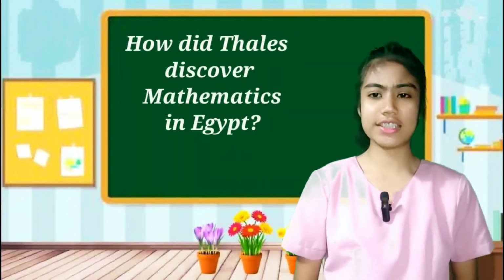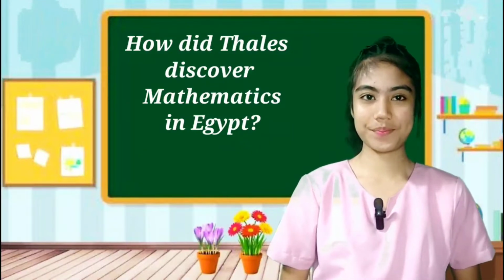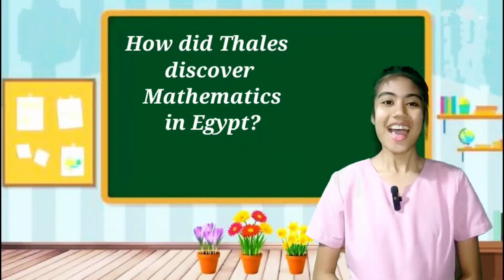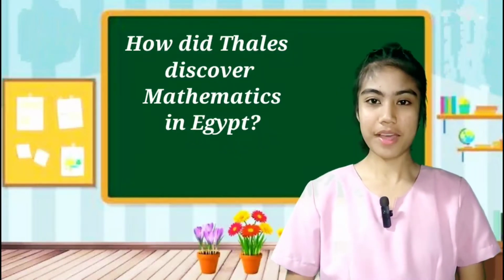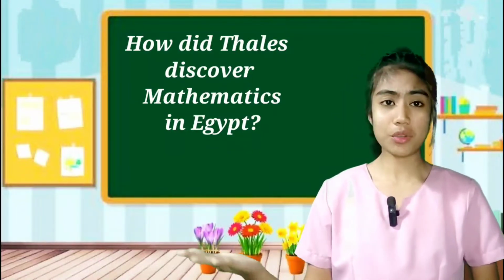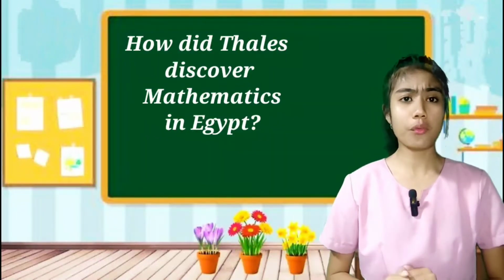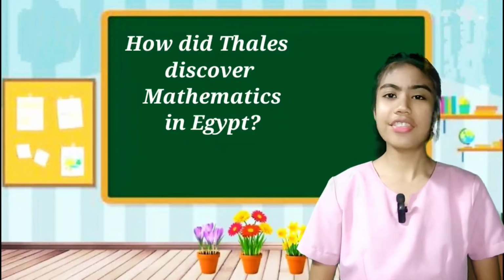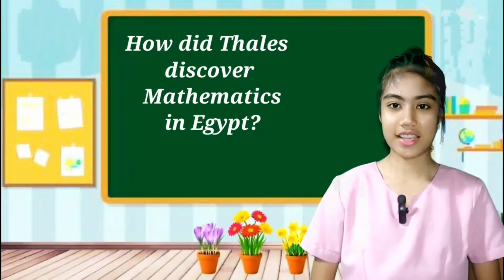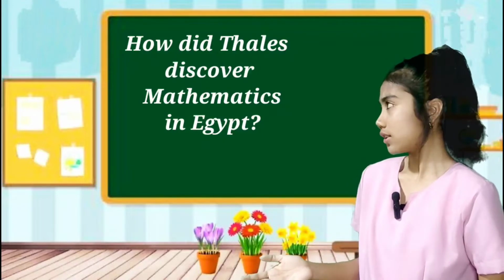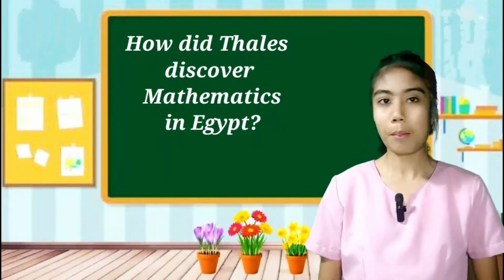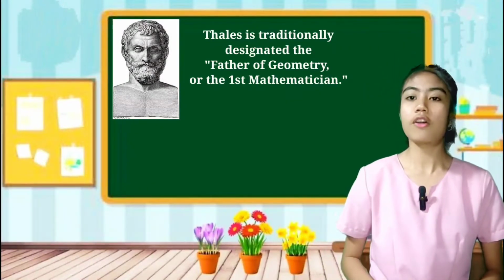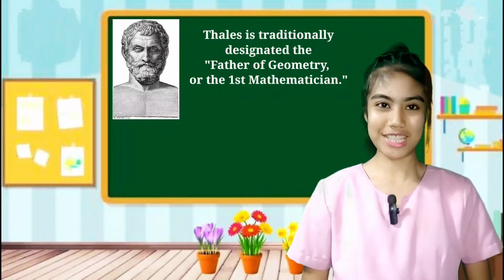So how did Thales discover mathematics in Egypt? Raise your right hand. Yes, Carla? Awesome. Thales was the first to go into Egypt and bring back this learning of geometry into Greece. He discovered many proportions himself, and he disclosed to his successors the underlying principle of many others, in some cases his methods being more general, in others more empirical. Thales is traditionally designated the father of geometry or the first mathematician.